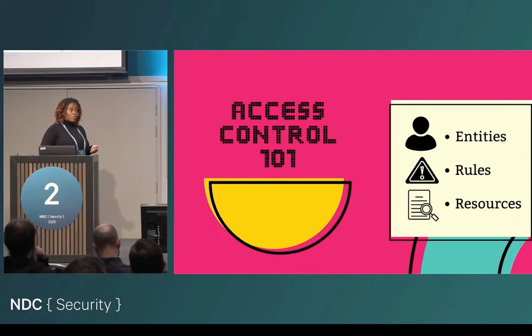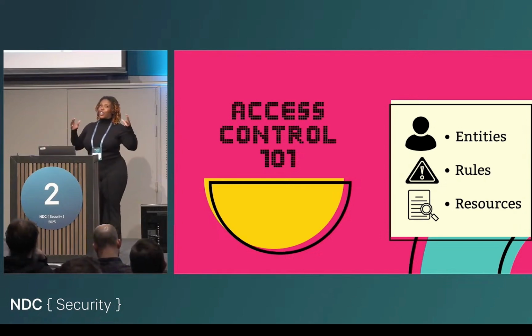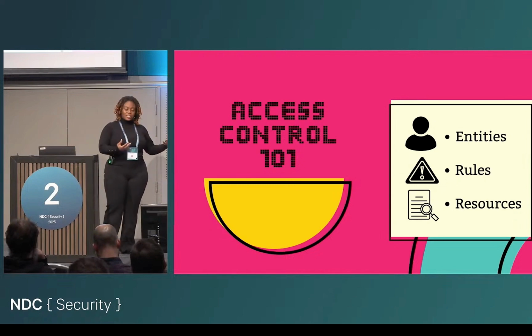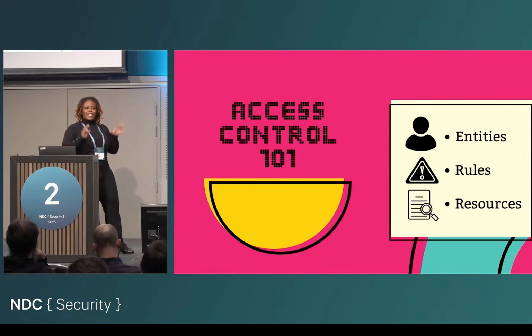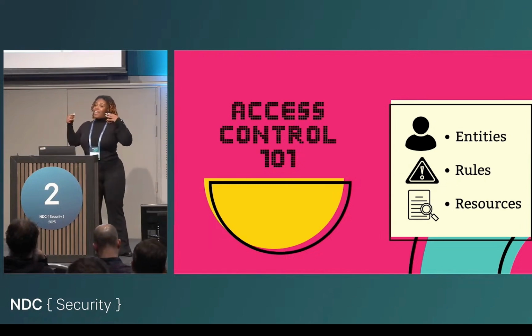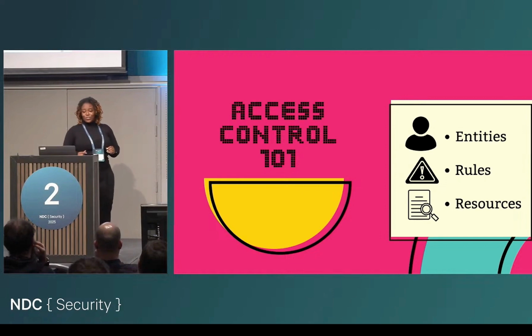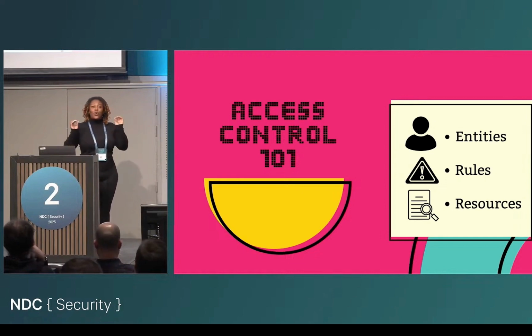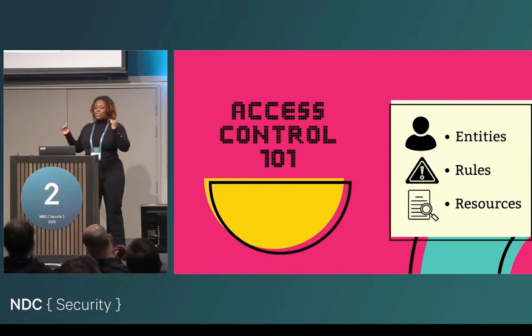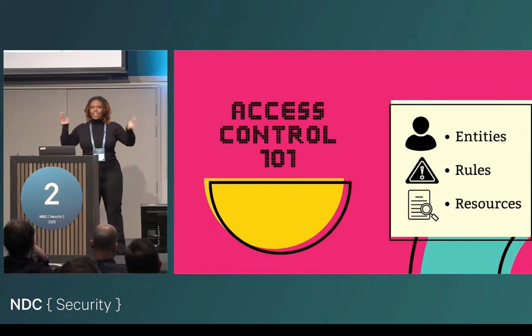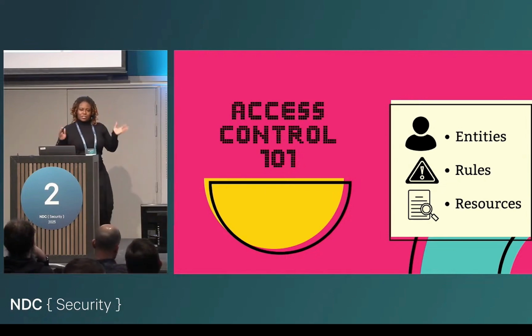Next, we have rules, and rules are the things that grant or deny access of entities to resources. And resources, finally, are the things that entities want access to. Now, access control regulates who can view, use, or access resources. So authorization and access control are kind of interchangeable terms.